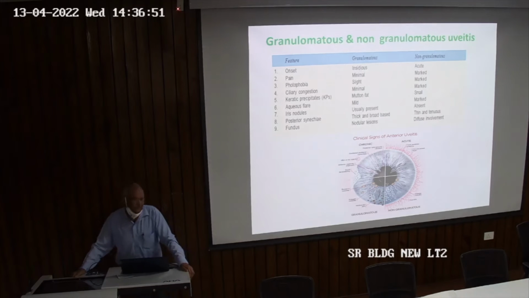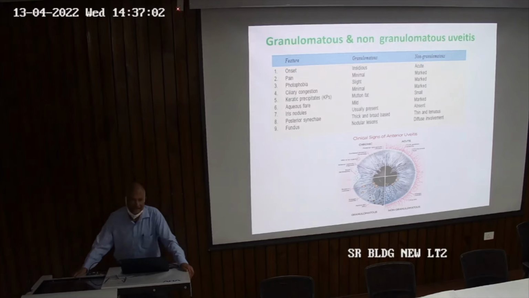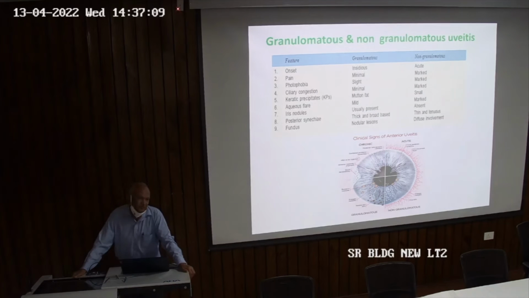There are some exceptions. Suppose there is a non-granulomatous uveitis, which I have said is allergic in nature. But there are some bacterial and viral infections, like varicella, that cause it. These are infective viral causes, but they cause acute non-granulomatous uveitis. That is the exception.